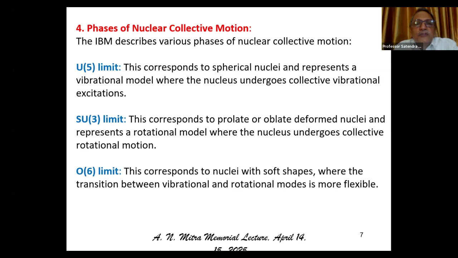U(5) corresponds to spherical nuclei and represents a traditional model where the nucleus undergoes collective vibrational excitations, while the SU(3) limit corresponds to prolate or oblate deformed nuclei and represents a rotational mode where the nucleus undergoes collective rotational motion. The third one is the O(6) limit. This corresponds to nuclei with soft shapes, where the transition between vibrational and rotational modes is more flexible.